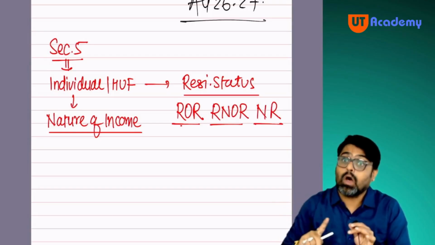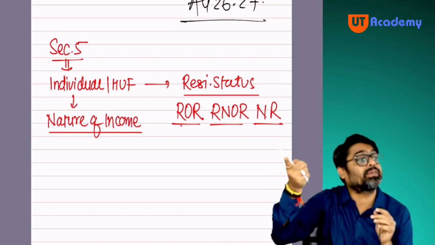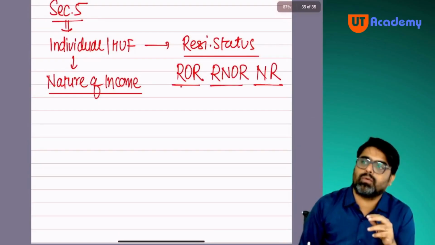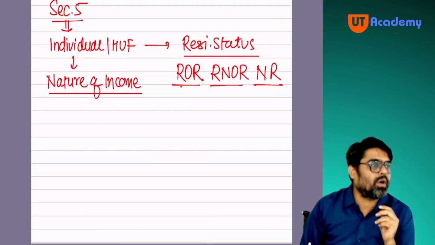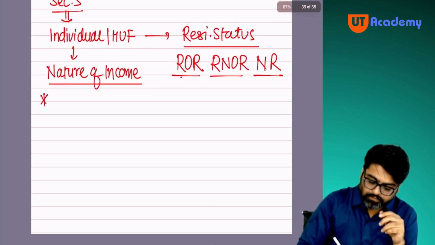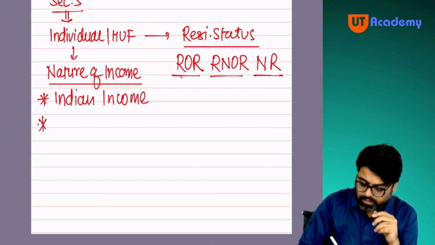Now, based on the residential status and the nature of income. The income which this individual or HUF will be earning can be of two types. Number one, Indian income, and number two, foreign income.